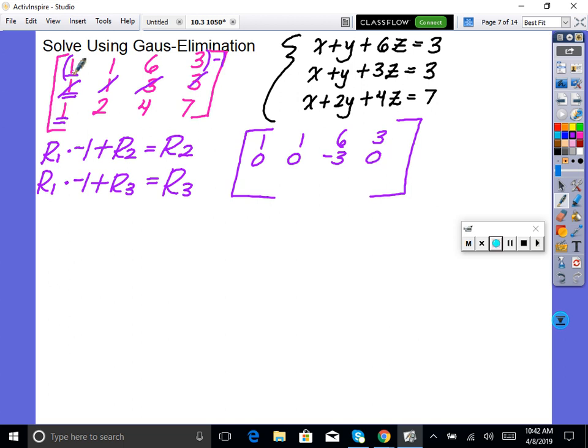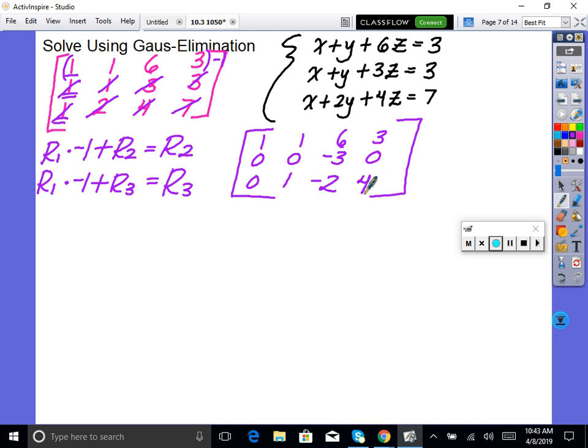All right, negative 1 times 1 is negative 1, plus 1 is 0. Negative 1 times 1 is negative 1, plus 2 is 1, isn't it? And then negative 1 times 6 is negative 6, plus 4 is negative 2. Negative 1 times 3 is negative 3, plus 7 is 4. Now here's, guys, look, 1, 0, 0 is taken care of.